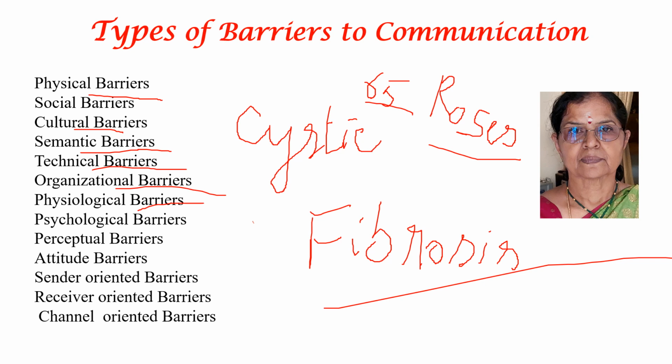And psychological. See the word, they may sound alike, physiology and psychology. Psychological communication implies communication is obstructed due to emotions, due to attitude, due to interest or lack of interest, or due to over interest, or due to attention, lack of attention, etc.